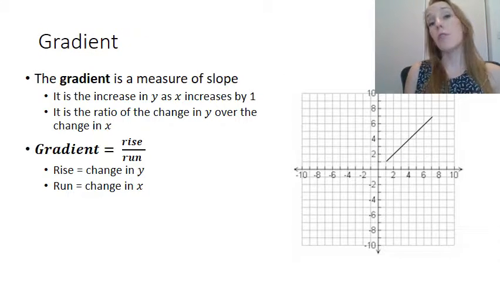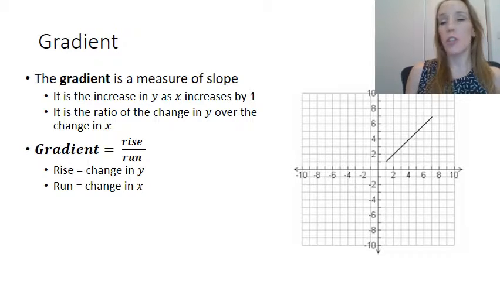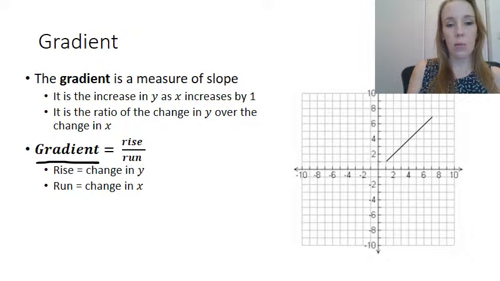So what is gradient? Well, gradient is a measure of slope and it is the increase in y as x increases by 1, and it's the ratio of change in y over the change in x. So the formula we use for gradient you can see here. We always write gradient equals rise divided by run. So rise is the change in our y value.